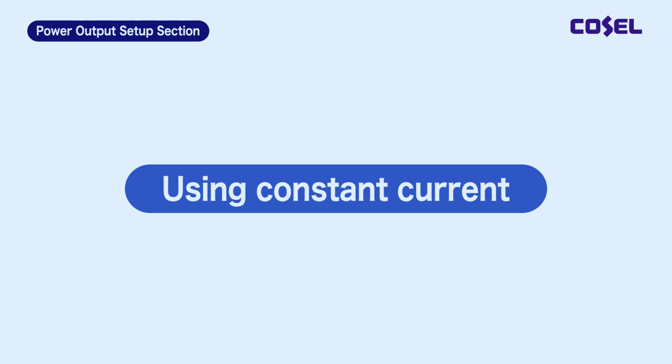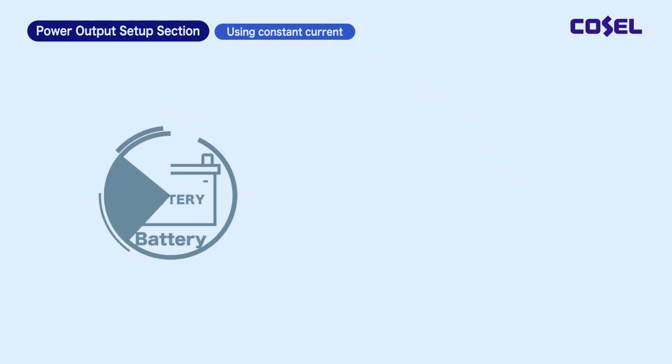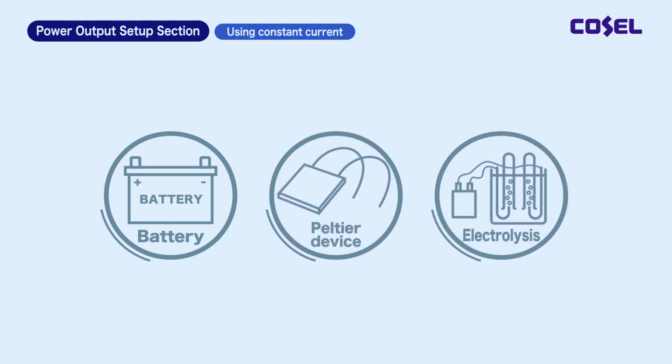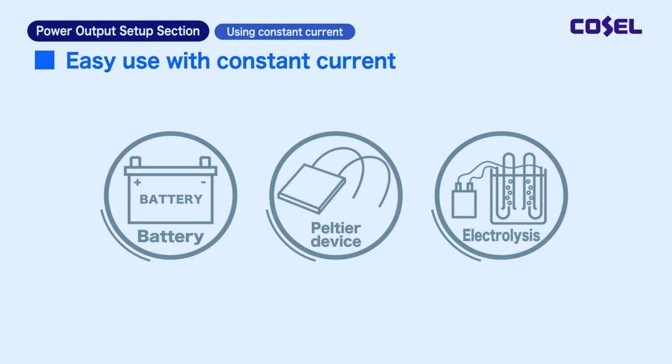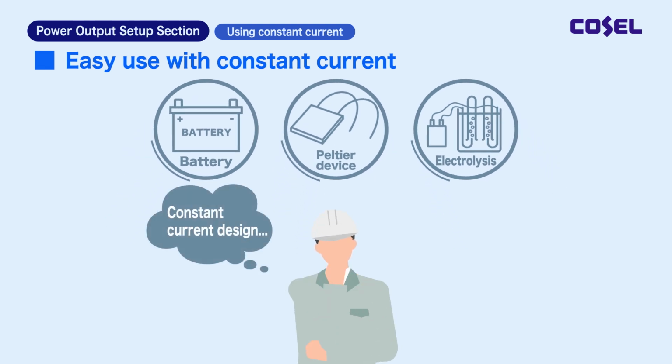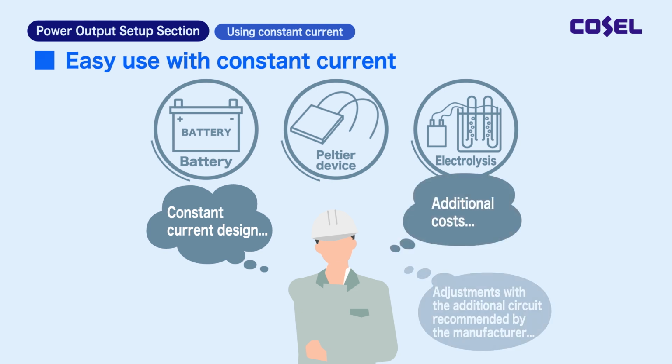You want to use the power supply at constant current. A constant current power supply is required when using low impedance devices, such as charging battery, high-capacity capacitors, Peltier devices, and electrolytic water generation. Many of the power supplies on the market are constant voltage and cannot be used for these devices. Customized support is required in such cases. If you don't know how to design a constant current power supply, additional costs are incurred if you ask the power supply manufacturer for help, or the current value is fixed and cannot be adjusted with the additional circuit recommended by the manufacturer.